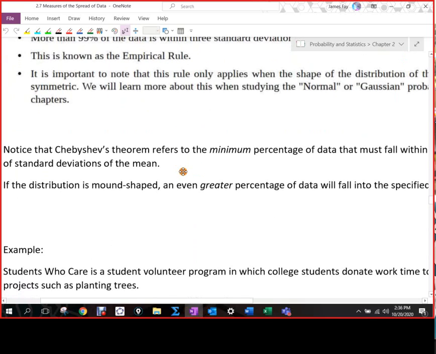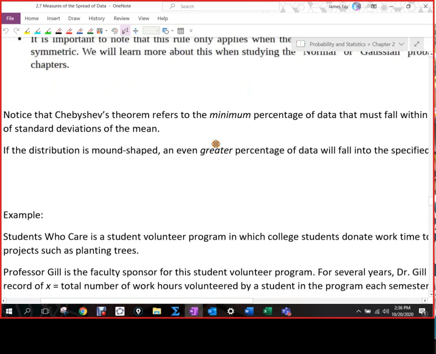Okay. When we talk about bell shape or normal distribution, sometimes they call them Gaussian probabilities or Gaussian distributions. Gauss was a famous mathematician. Did a lot of linear algebra stuff.